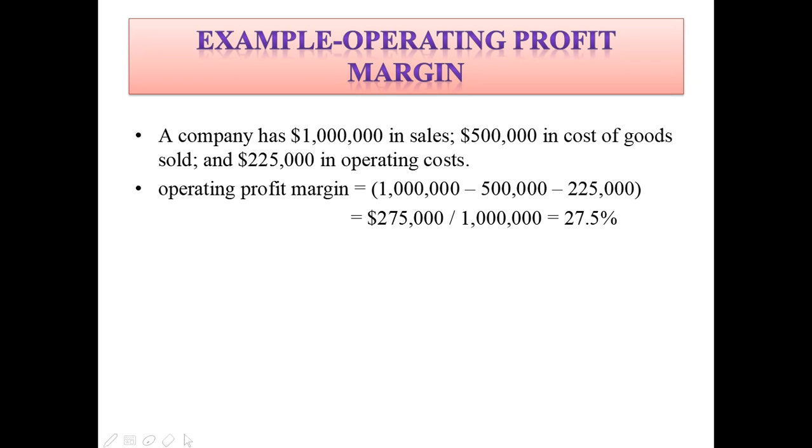So let's look at an example. Suppose a company has $1 million in sales, which is the revenue, and $500,000 in cost of goods sold and $225,000 in operating costs. The operating profit margin will be calculated by, first, getting the operating profit, which is 1 million minus the cost of goods sold and minus the operating cost of 225,000. Once we have that, which is 275,000, we divide that by the total revenue. Once we have done that, we have 27.5%, and this is the operating profit margin.